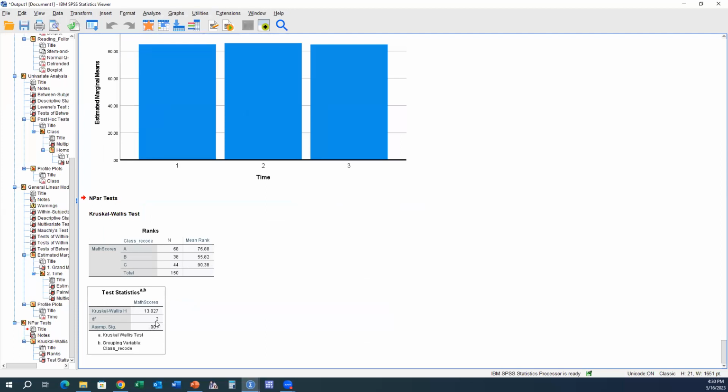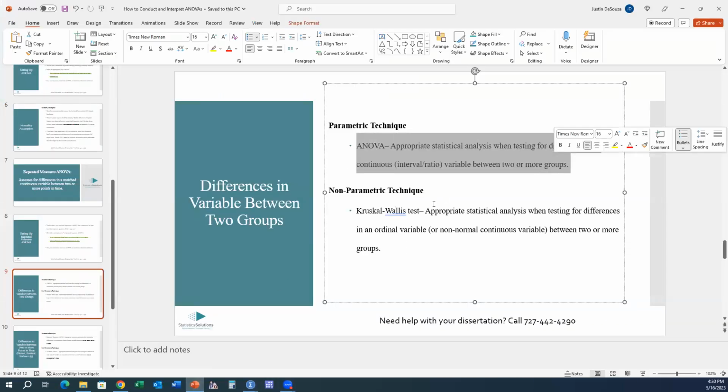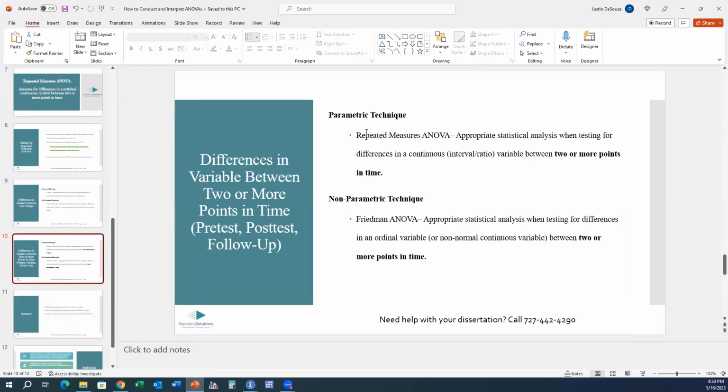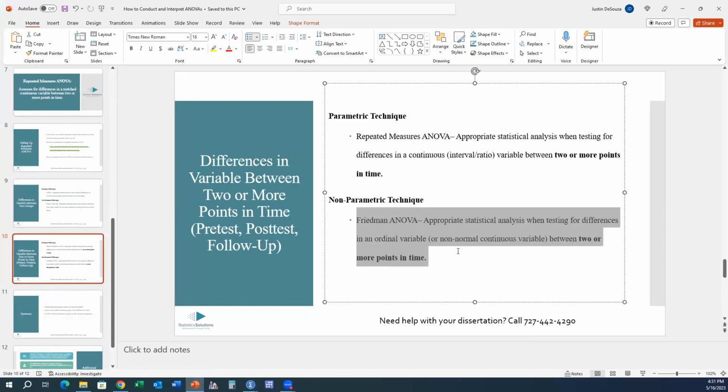And we do have a significant difference in math across the three classes, which verifies and confirms what we found in the ANOVA. So a Kruskal-Wallis or any non-parametric backup can be a good way to double check your findings. All right, so again, you propose an ANOVA, the assumptions are not supported, then you could run a Kruskal-Wallis test. If you propose to do a repeated measures ANOVA and then the assumptions are not supported, you can run a Friedman ANOVA as a non-parametric backup.